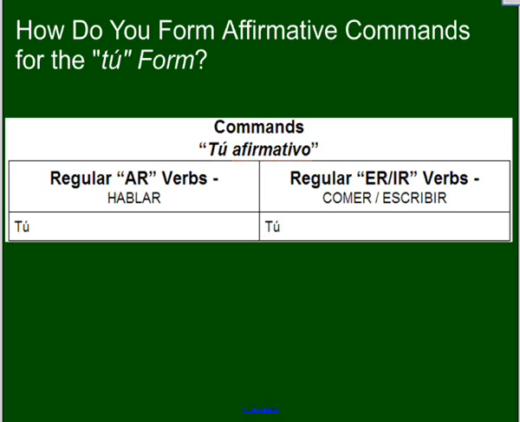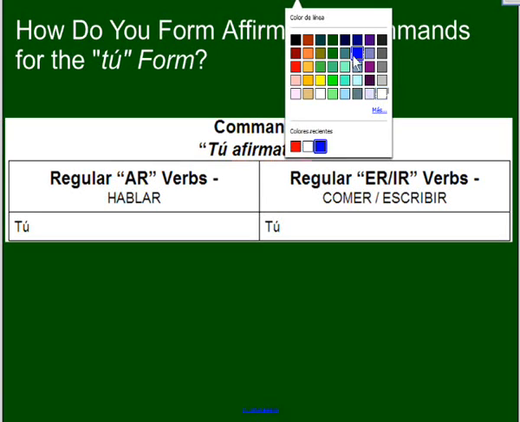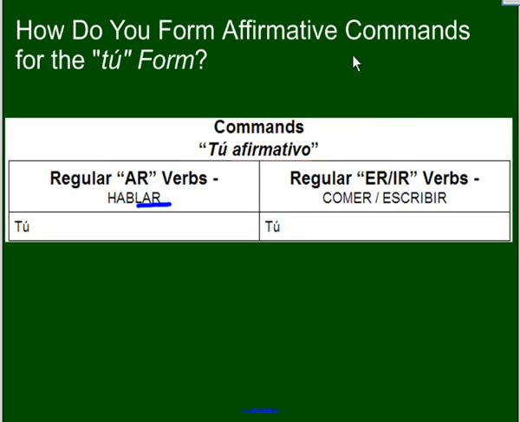All right, and these are what those endings are for the tú afirmativo commands, so telling a friend to do something. If you have an AR verb, such as hablar, then what you add on the end of the stem is a. So hablar becomes habla. Again, what you did was you took the last two letters from the infinitive, went to the stem habl, and then you add a.